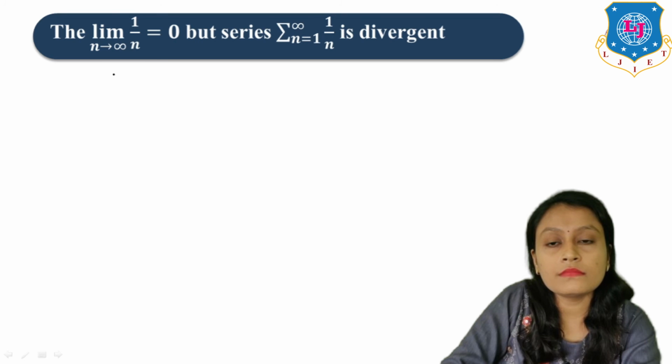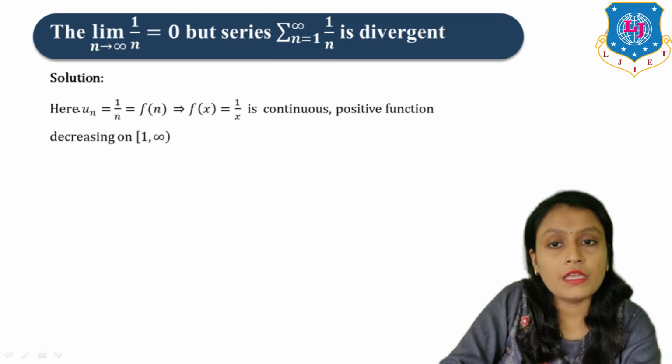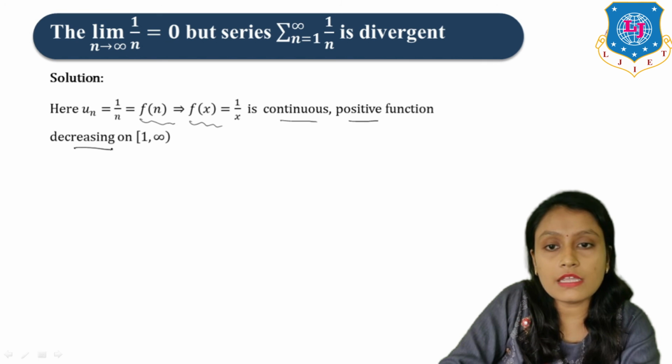Next, the limit n tends to infinity of 1 upon n is equal to 0, but the series 1 upon n is divergent. We have to prove this. So let's begin with the solution. Here u n is given, that is 1 upon n, which is function f of n. Now firstly we will write it in the form of f of x, that is 1 upon x, which is a continuous, positive and decreasing function on the interval 1 to infinity.